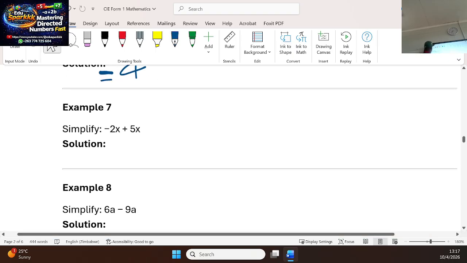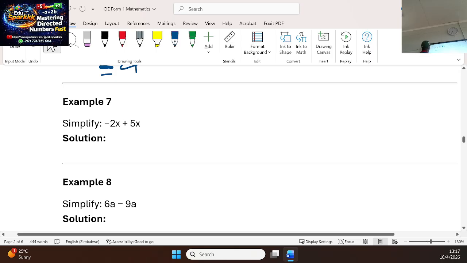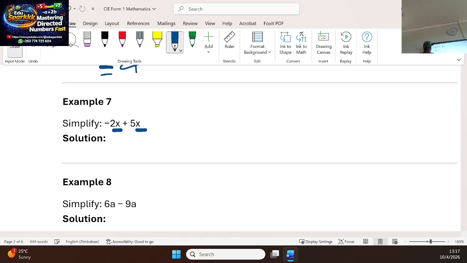Then next we have negative 2x plus 5x. So here we now have algebraic expressions. Our variable is x and it's the same power. So we say these are like terms. The negative is on the smaller side, so our result is going to be positive. We look at the difference between 5 and 2, that's 3. Then because it's in terms of x, we have it as 3x.